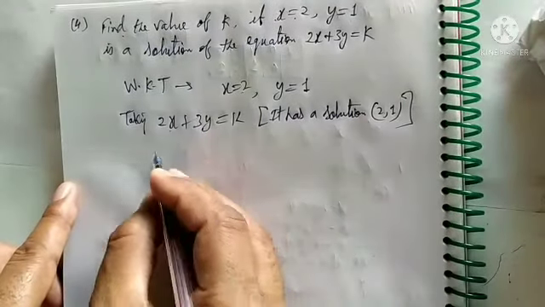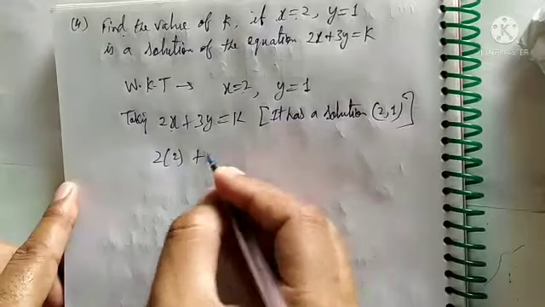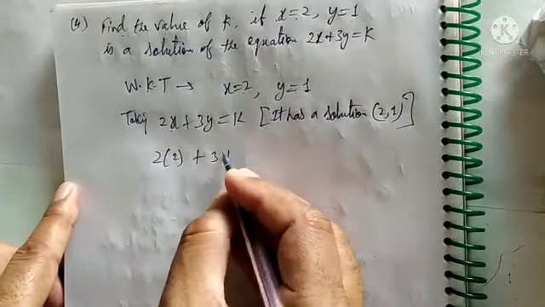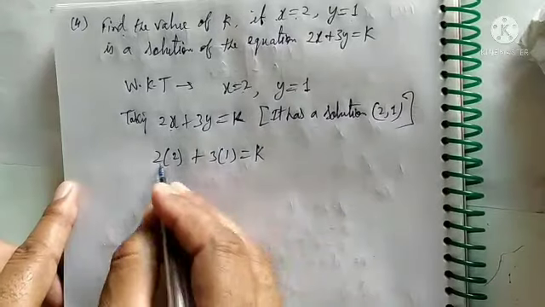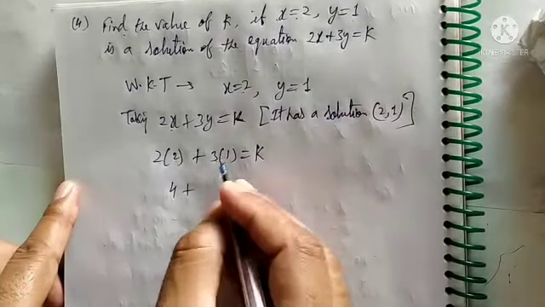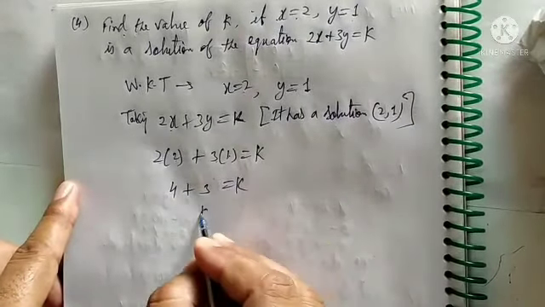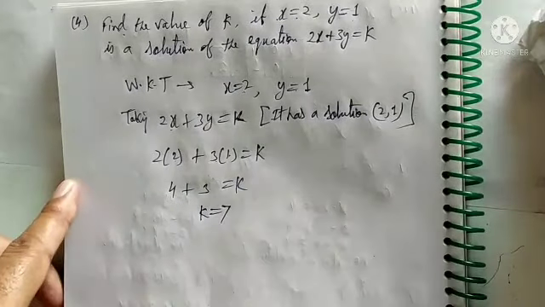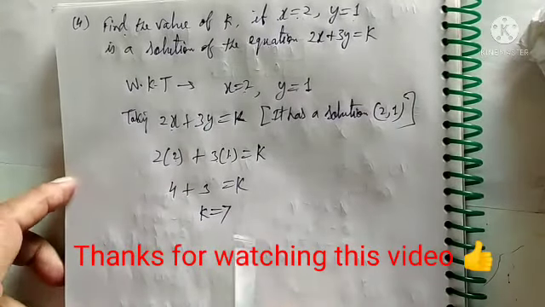So now put the values. In the place of x write down 2, because the x value is 2, and the y value is 1, so put 1 here, is equal to k. This is k, sorry, it is looking like 12. Now 2 times 2 is 4, and 3 times 1 is 3, is equal to k. 4 plus 3 is 7. It means k is equal to 7. So you have done it very easily. The answer is 7, the k value.